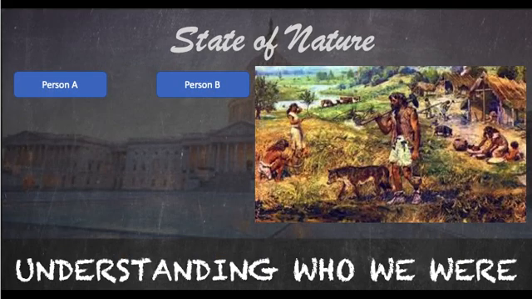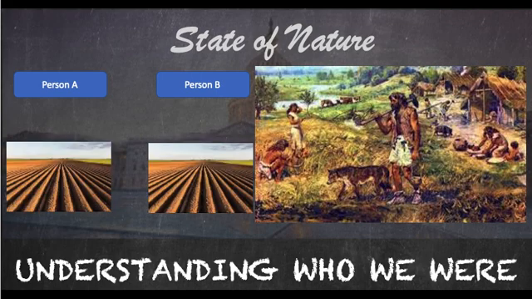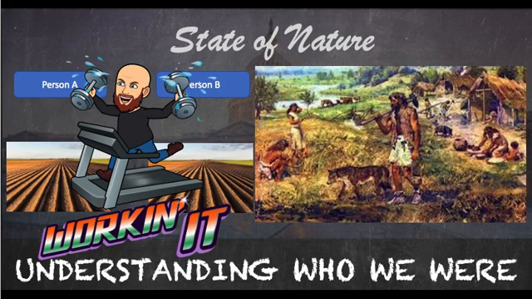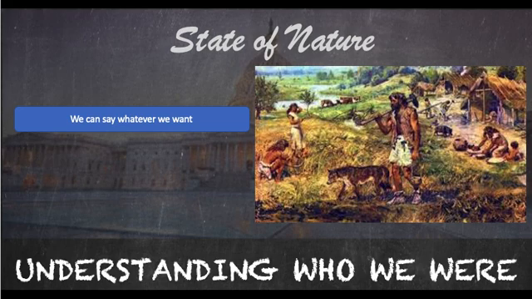So let's break down what the state of nature really means. We're going to use a simple example of two people living in the state of nature. They both have land, and if they work, they can make that land better. And so John Locke says, listen, if you can work on land and make it better, that land belongs to you. Not only does it belong to you, but everything that comes from it belongs to you. So far, this isn't a crazy idea.